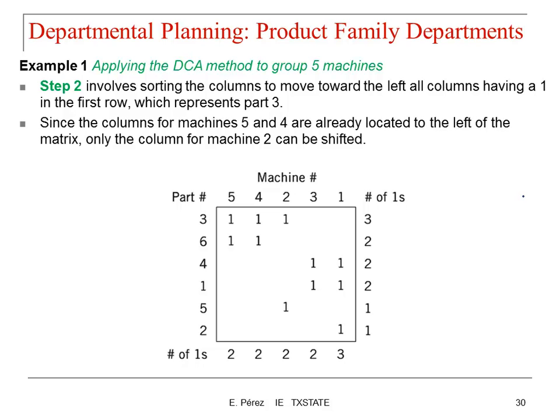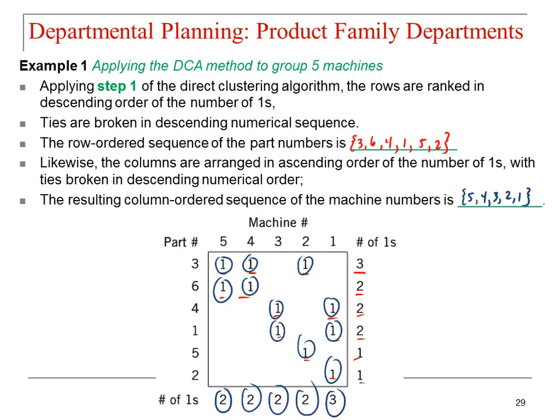Step number 2 involves sorting the columns. To move toward the left, all columns having a 1 in the first row, which represents part 3. So now what we're gonna do is go row by row and start moving. Is there any other one on the first? Maybe that will be easier to see if we go back here. So we're going to look at the first row, and we're going to find if there's any ones on that first row that can be moved to the left.